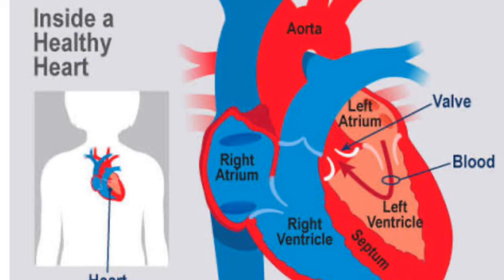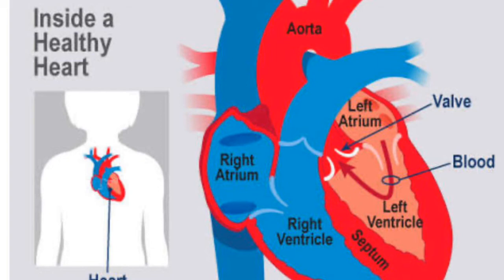Atrioventricular orifice or AV valves are found between the atrium and the ventricle. There are two types. Tricuspid valve guards the opening between the right atrium and the right ventricle, made up of three cusps. Function: prevents backflow of blood from the right ventricle to the right atrium.